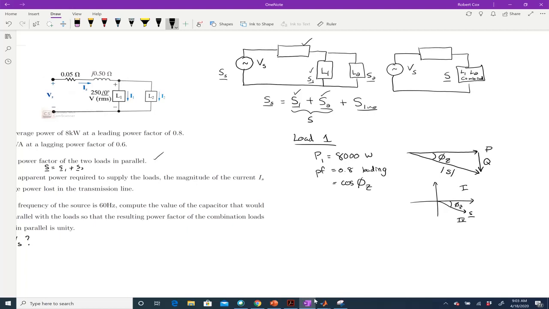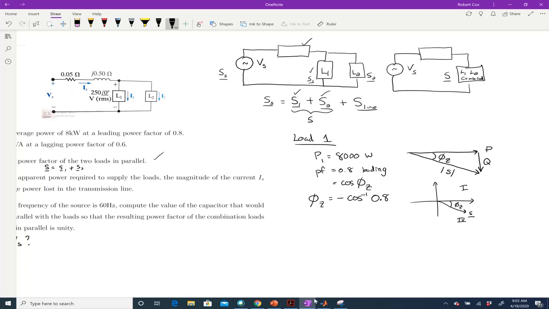to be positive. And that's why we add that leading or lagging indicator to tell us whether the angle is an angle with a cosine of 0.8 in the first quadrant or the fourth quadrant. By being told that the power factor is 0.8, we're told that we have an angle whose cosine is 0.8 and that angle is in the fourth quadrant. So that means that when I do this, I need to say that phi z equals negative cosine inverse of 0.8, the power factor.